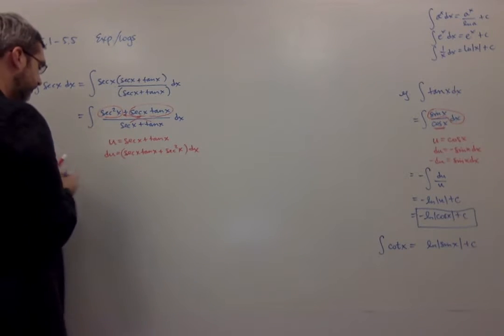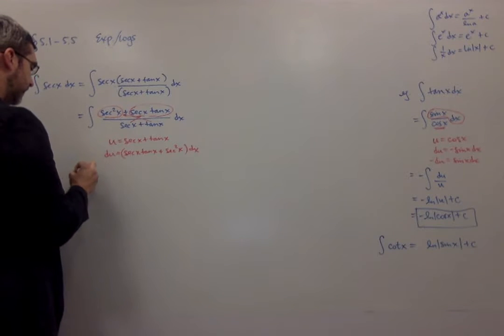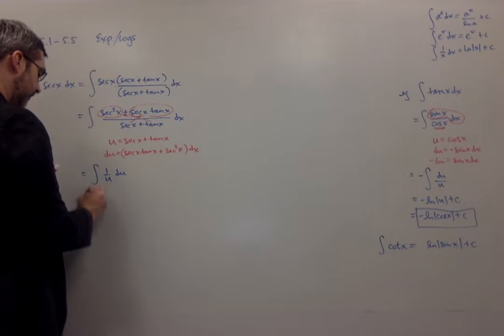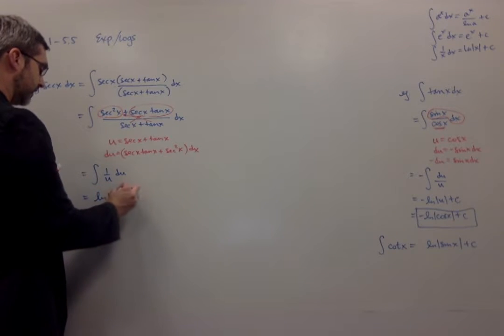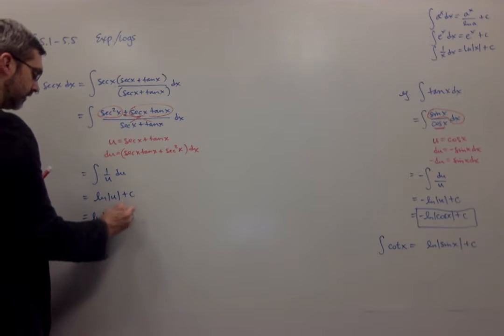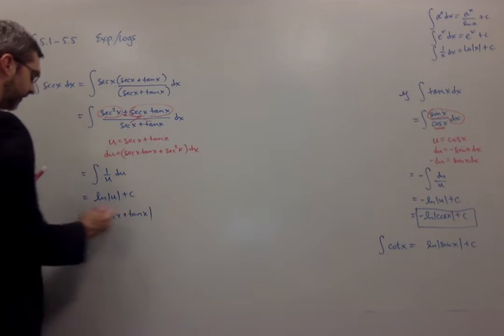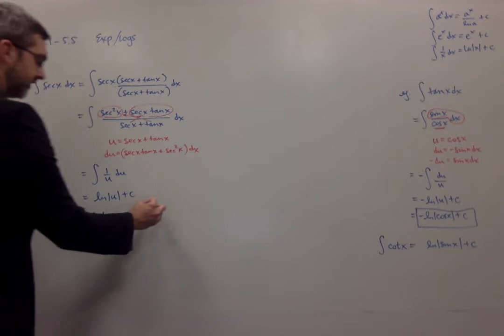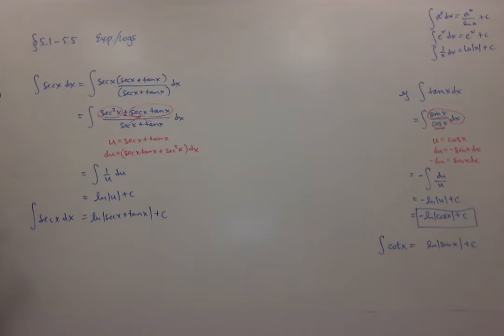So what you end up with here is simply 1 over u du, which is going to be the natural log of absolute value of u, and then we just sub back in. Okay, so the antiderivative of secant is the natural log of the absolute value of secant x plus tangent x.